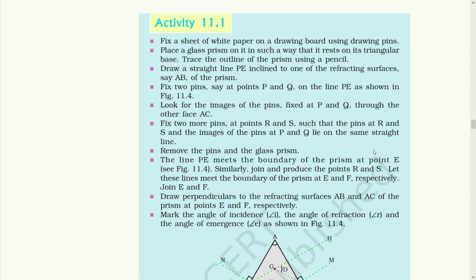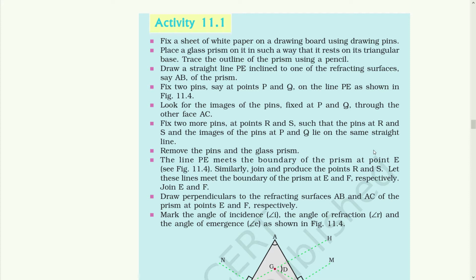Let's read Activity 11.1. Just like you have done in the previous chapter, the activity of the refraction of light through a rectangular glass slab, we are going to conduct the same but with a prism. Fix a sheet of white paper on a drawing board using drawing pins. Place the glass prism on it in such a way that it rests on its triangular base. Trace the outline of the prism using a pencil.